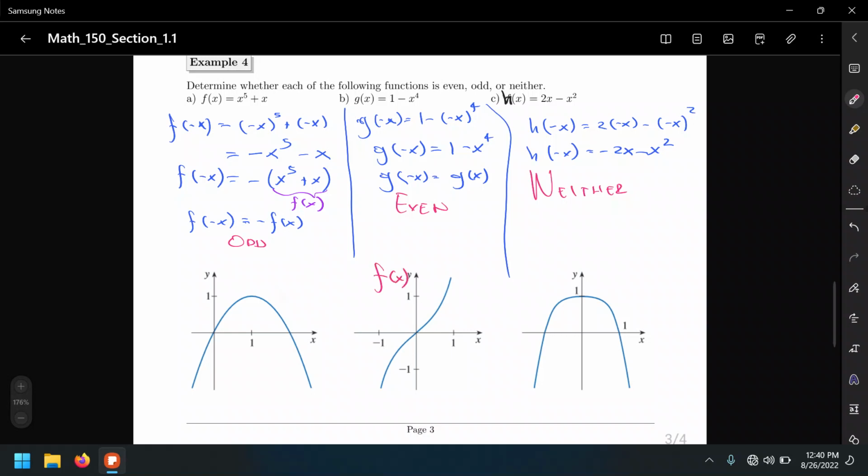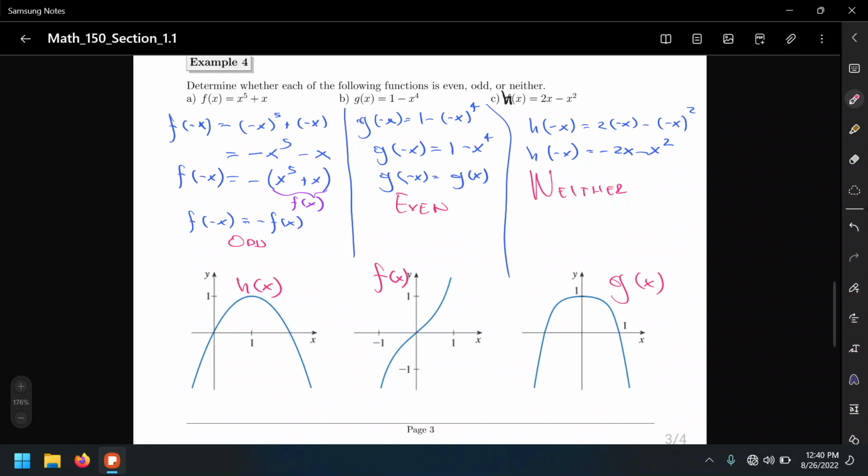Alright, what about the second one, letter B? We got an even function. Graphically, how would it look? The one on the right. The one on the very right, the third one? Yes. Also, notice the sign of the leading coefficient is negative. That means it's going to be upside down, and that pretty much is an even function. You can also tell by the way the graph looks. Just look at that.